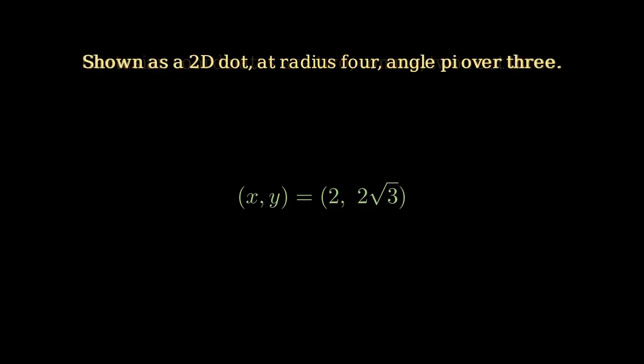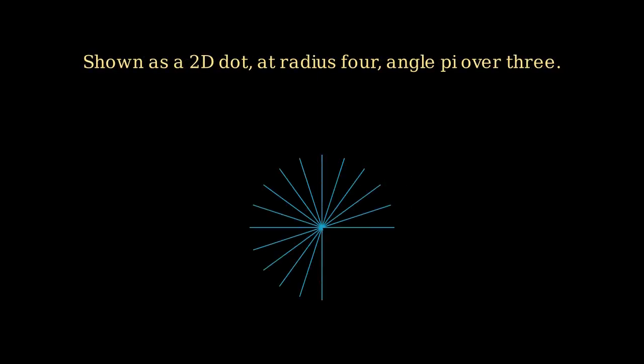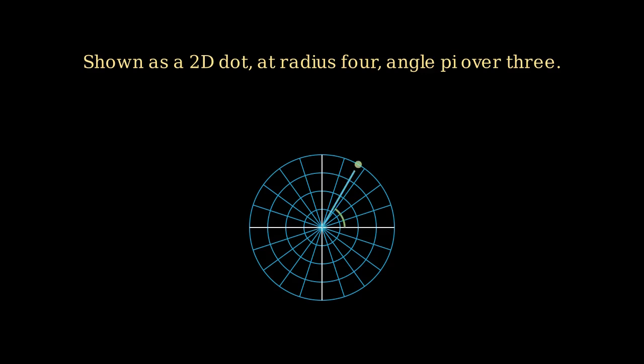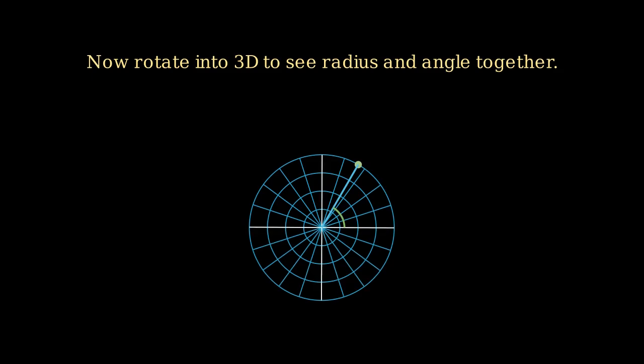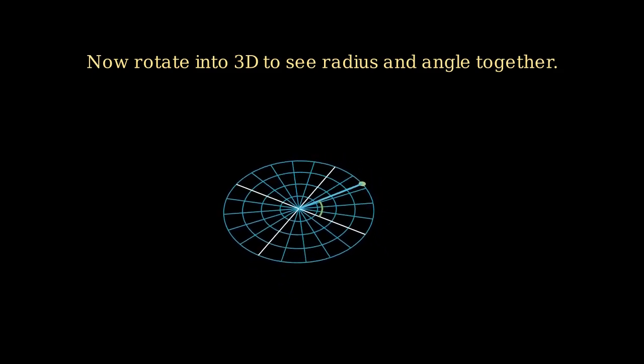On screen, we show this point first as a flat two-dimensional dot on the polar grid at radius 4 and angle pi/3. Then we rotate the view into 3 dimensions, lifting the same point up so you can see how the radius and angle sit inside a fuller picture of the plane.